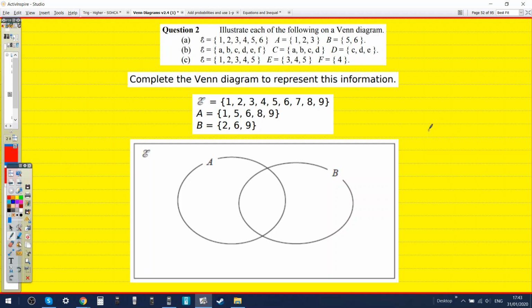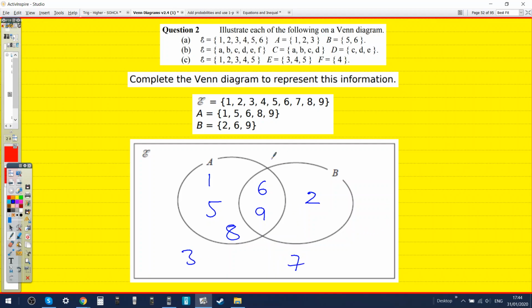1 and 5 in A. 6 and 9 in the middle. 8 and 2 in B. Say it again, sorry. 8 and 2 in B. Doesn't look like 8 and 2 are in B. You're right, sorry. Just 8 in A. Yeah, 8 in A. Okay. And then 3 and 7, I think, are outside.